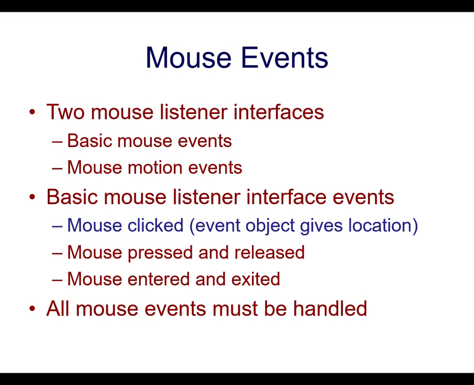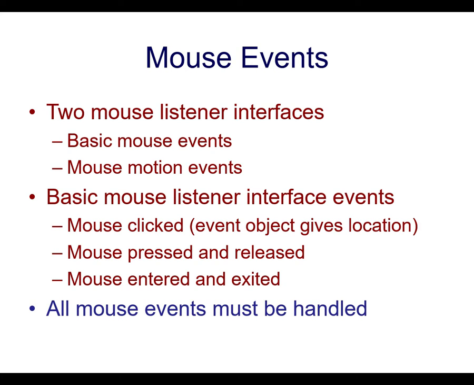The first event, and the one with which we will be most concerned, is the mouse click event. When that event occurs, we usually want to know the coordinate of the point where the mouse was clicked. Clicking the mouse is actually comprised of 2 distinct events, pressing and then releasing the mouse. There are times when it is important to distinguish between them. The other 2 events defined in the MouseListener interface are when the mouse enters or exits a component.